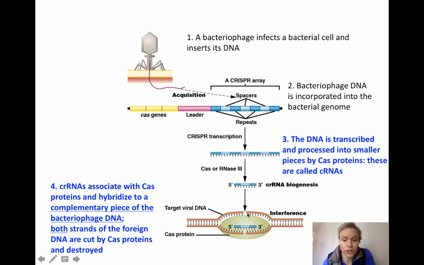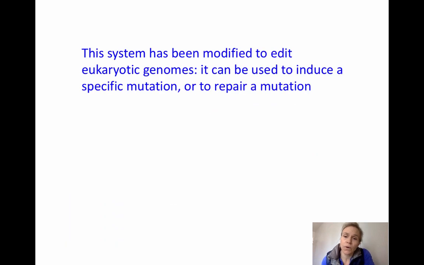This then leads to destruction of that DNA because the DNA has now been chopped up into little pieces and the virus can't reassemble. So the bacteria is basically able to get rid of the phage DNA before more viruses can be made. So that's how it targets for destruction the DNA that's come in from the virus. Okay, so that's the way it works in bacteria.